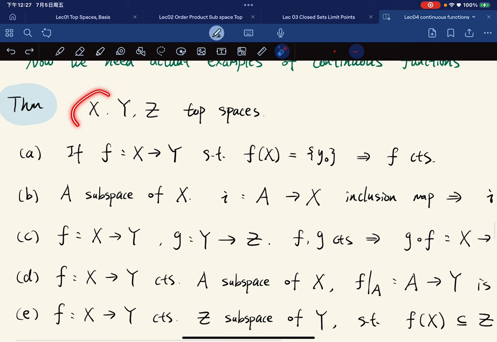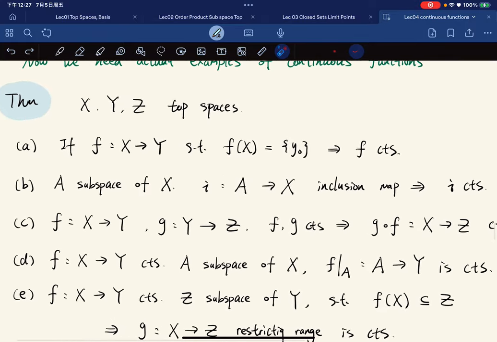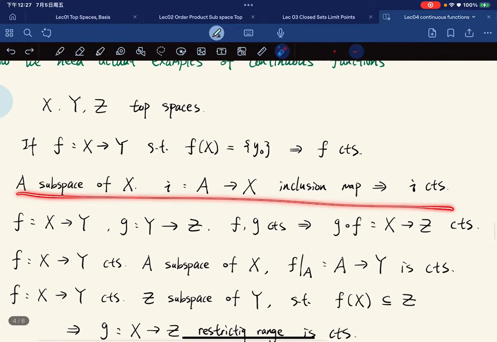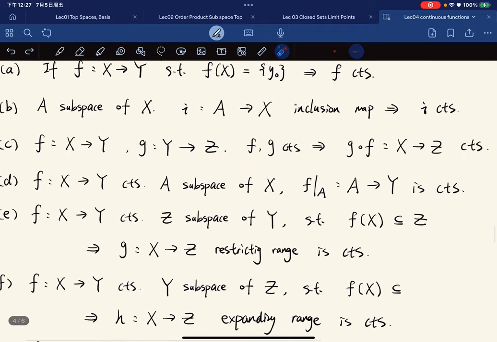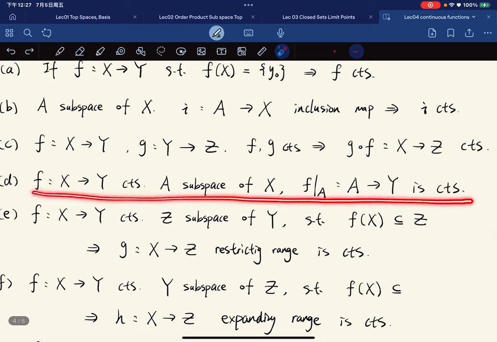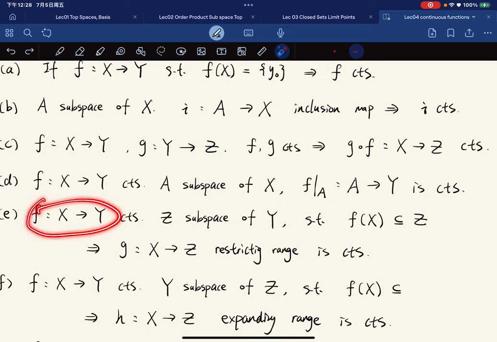Given X, Y, Z, three topological spaces, if the function is a constant map, then it's continuous. Okay? And the inclusion map is continuous. Also, the composition of continuous functions is continuous. And the restricted function is also continuous, given the subspace, right? The restricted function is continuous. And given a continuous function, the restriction is also continuous.